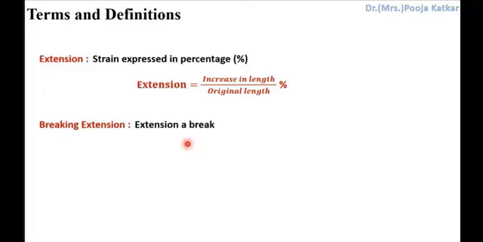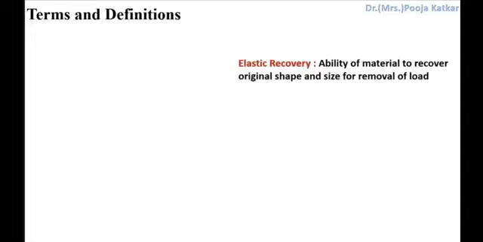Breaking extension is the next term which denotes extension at breaking point. Very similar to breaking load, the value of extension when the specimen breaks is known as breaking extension. While we study the behavior of textile materials towards application of load, there is one more important term called elastic recovery. Elastic recovery is defined as the ability of a material to recover its original shape and size after you remove the load.